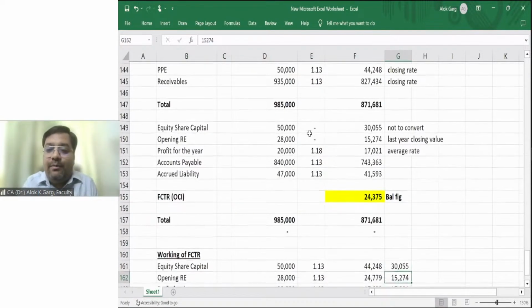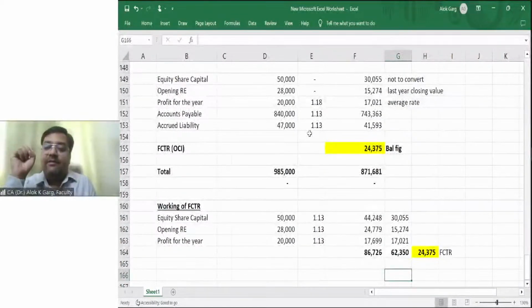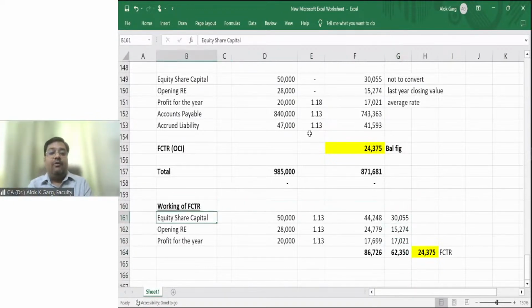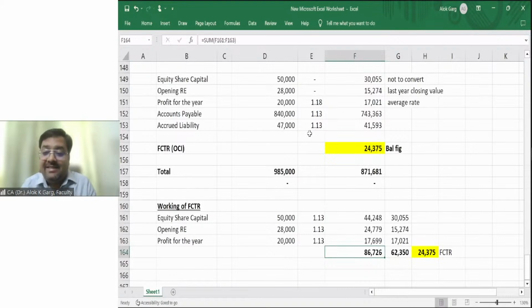The alternative could be just identify the item where you are not applying the closing rate directly. Okay. In that case, find out if you would have applied the closing rate, then what would be the value? For example, in this case, we have taken equity share capital, opening RE and profit for the year, and we have converted it into the closing rate. The number is coming out at 86,000.